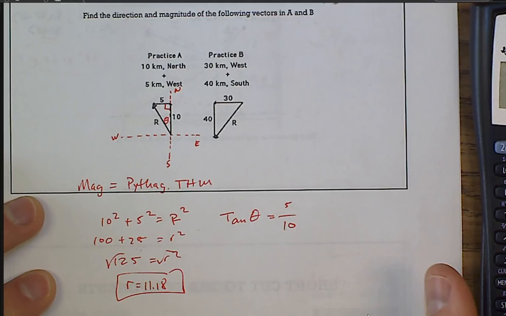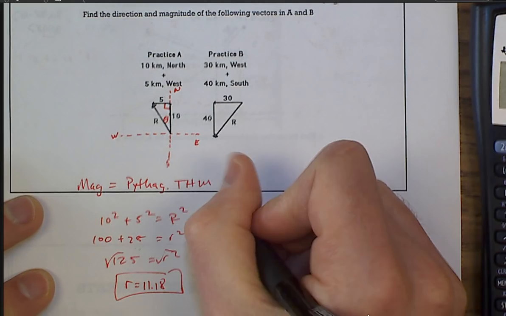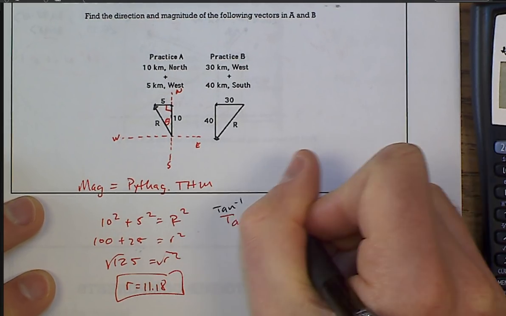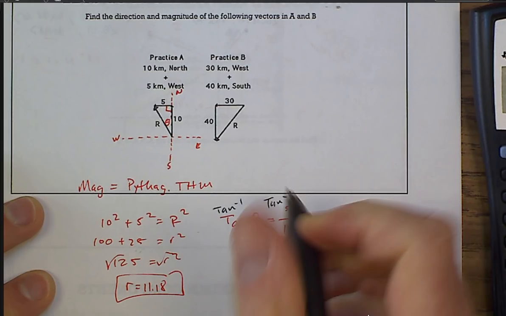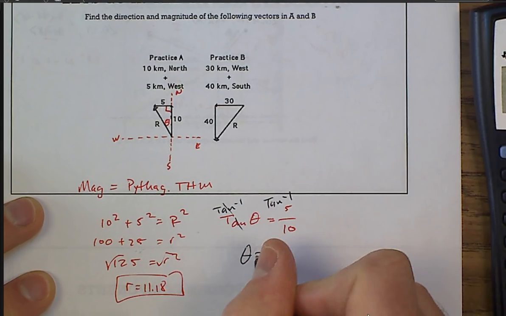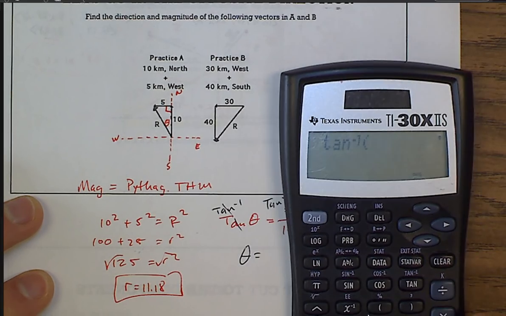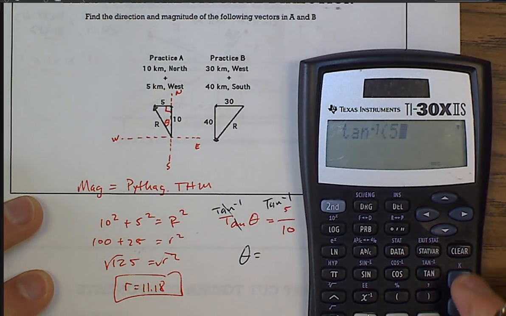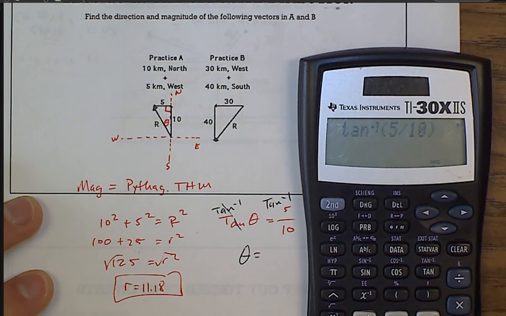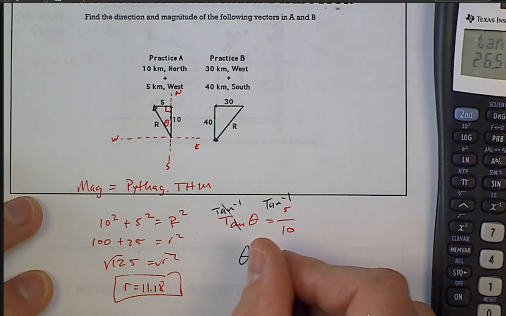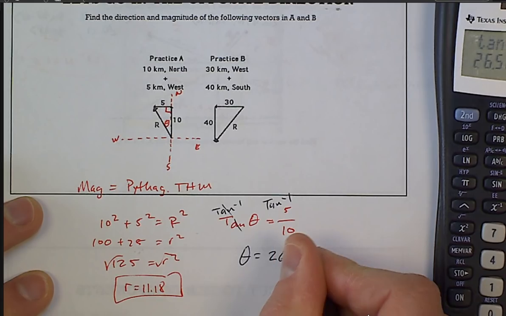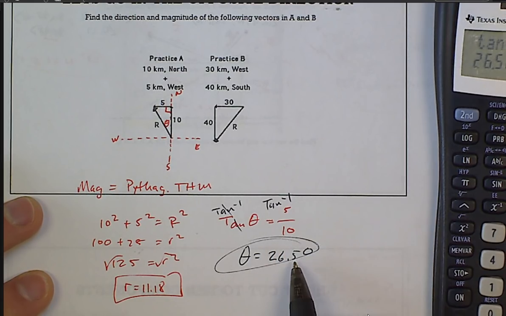So remember, we're finding the inverse, right? We're going tan^-1 both sides, tan^-1 both sides, to cancel out my tangent. I get theta, or the angle measure, and I just go second tan, because I'm finding an angle measure of 5 over 10. I just hit equals, and I get 26.5 degrees. Now, to get the degree, that's one thing, but now I need to describe it.